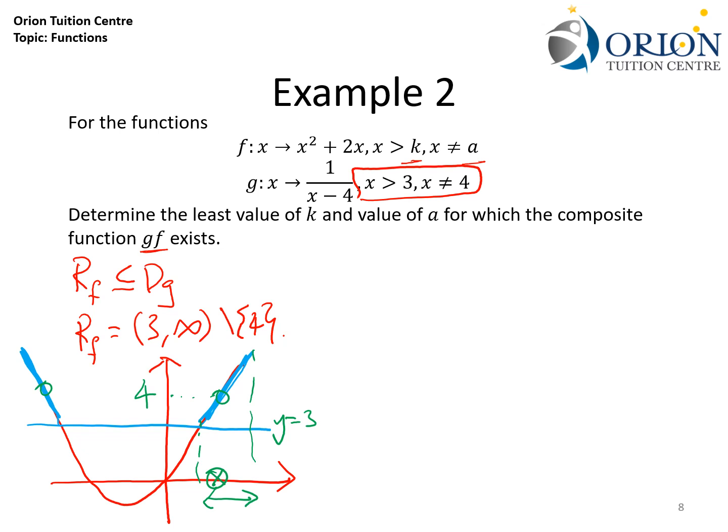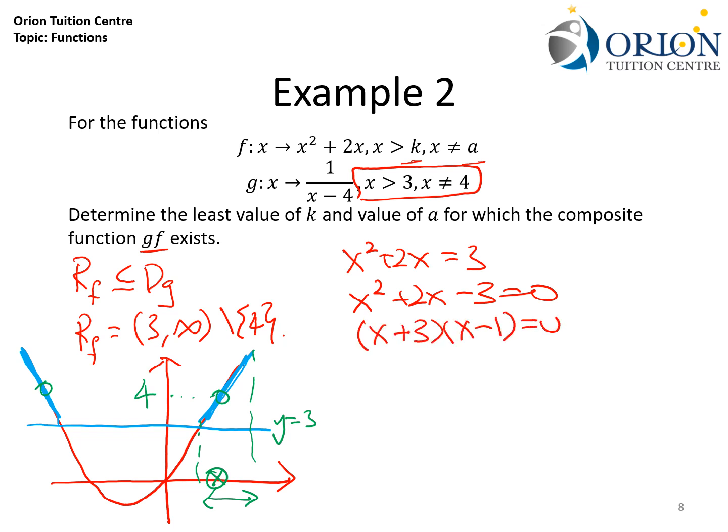So let's find out what is the corresponding domain for y equals 3. So we have x squared plus 2x equals 3, x squared plus 2x minus 3 equals 0, which means that (x plus 3)(x minus 1) equals 0, and x equals minus 3 or 1.